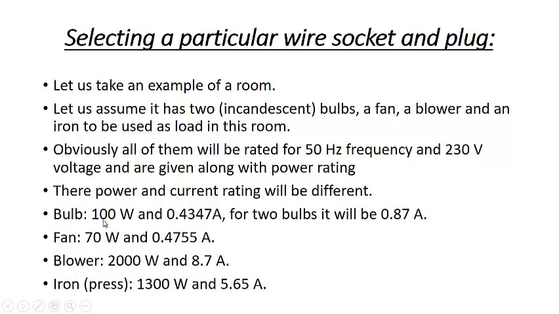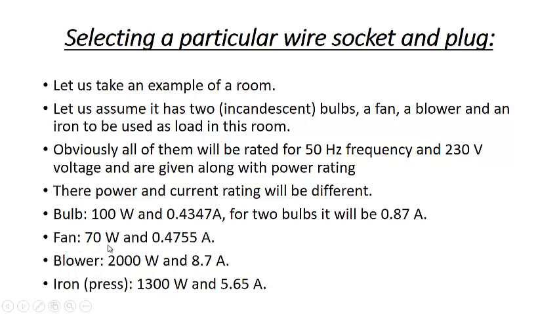Let us say we have a bulb of 100 watt and its current will be, when you divide 100 by 230 volt, equal to 0.4347 amperes, and for two bulbs it will be multiplied by 2, so 0.87 approximately amperes.